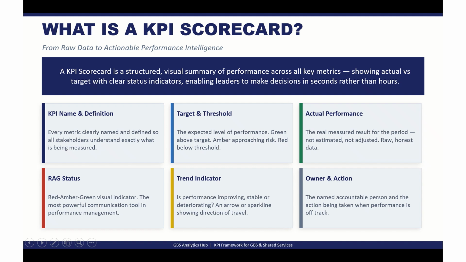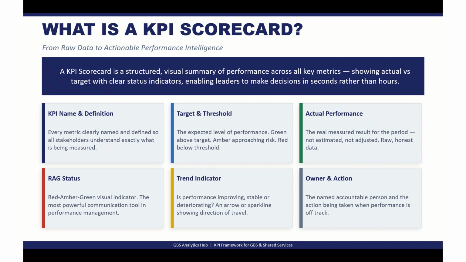What is a KPI scorecard? It is a structured visual summary of performance across all key metrics. It shows actual versus target with clear status indicators, enabling leaders to make decisions in seconds rather than hours. A good scorecard has 6 elements. 1. The KPI name and definition. Every metric clearly named and defined so all stakeholders understand exactly what is being measured, no ambiguity here.